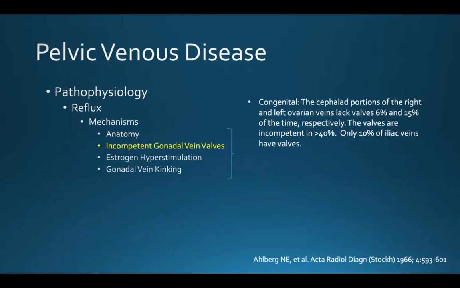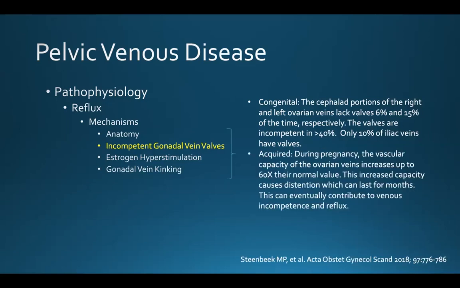Incompetent valves within the gonadal veins are also responsible for reflux. Congenitally, the cephalad portions of the right and left ovarian veins lack valves in 6 to 15% of patients respectively. The valves are incompetent in greater than 40% of people. And when you look at the iliac veins, only 10% of those veins have valves.